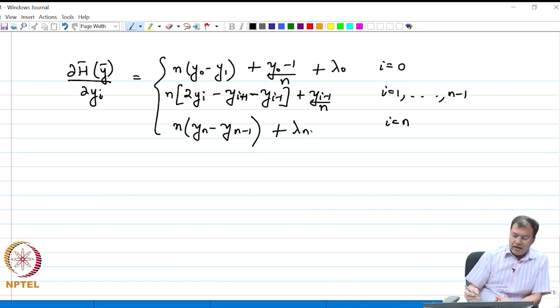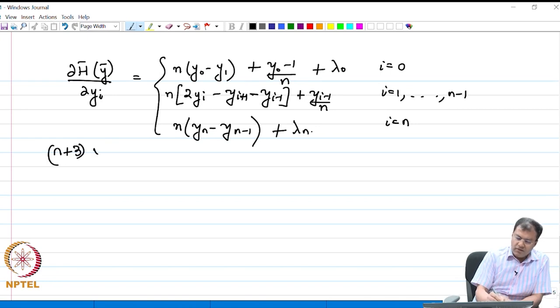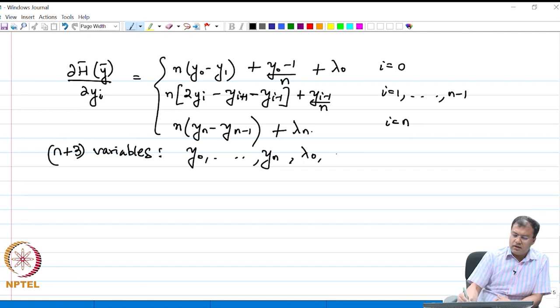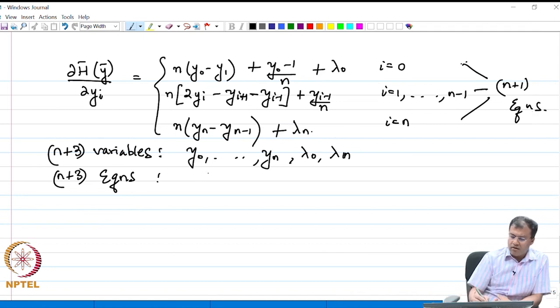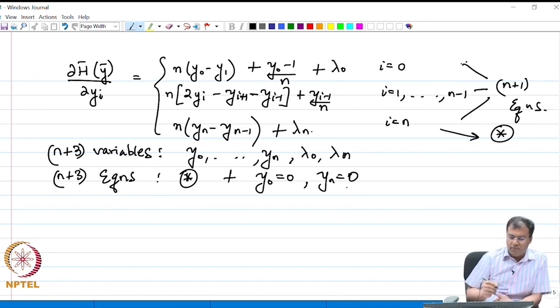Okay. So, then as I just said, we have n plus 3 variables, and those variables are y_0 to y_n and the constants lambda 0 and lambda n. And we have n plus 3 unknowns and n plus 3 equations. We have n minus 1 interior equations, and these give me n plus 1 equations in total. Let me call this setup star. So star gives us n plus 1 equations, plus the fact that y_0 is 0 and y_n is 0 from the boundary gives us 2 additional equations. So the system is fully solvable; the number of unknowns equals the number of equations, and we should get a unique solution.